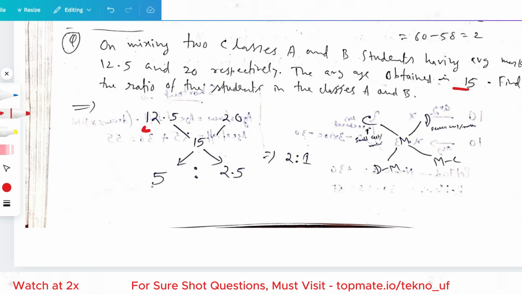Average marks in class A is 12.5, and for B 20. So let's implement the formula, that is D minus M and M minus C. D minus M, 20 minus 15, that becomes 5, and M minus C, that becomes 15 minus 12.5, so 2.5, right? So this is actually 2:1. The question is the ratio of the students in the classes A and B, so the student ratio in class A and B is 2:1. Okay, so I hope you understood.